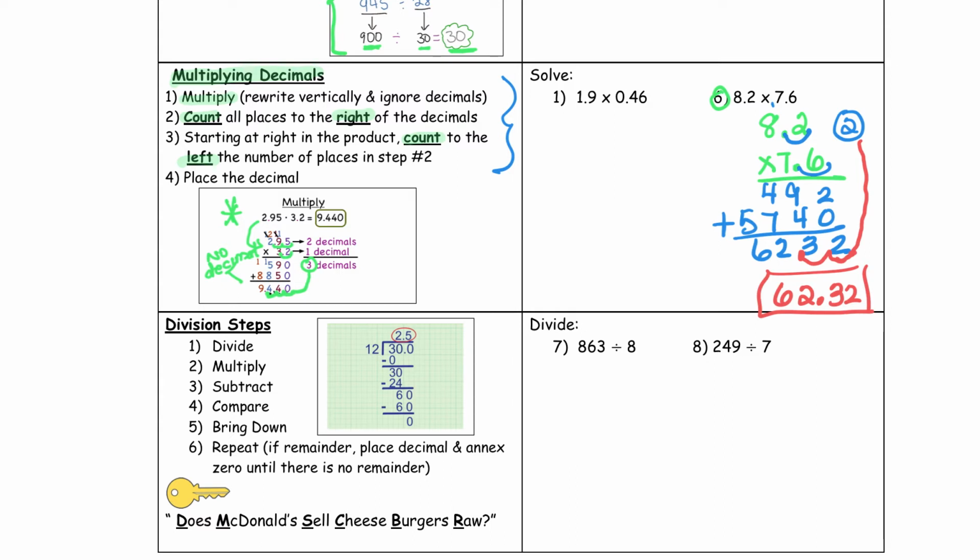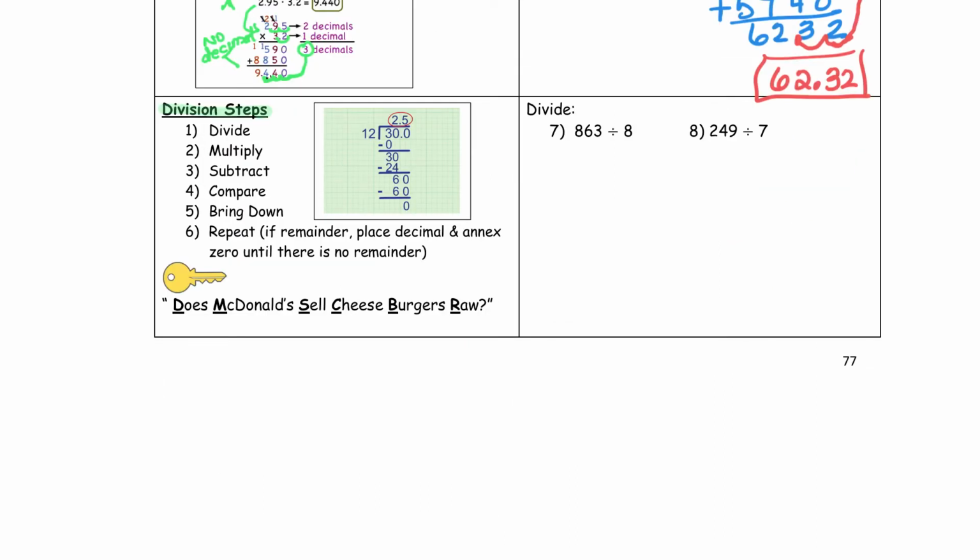Let's continue down for division steps. With division steps, one of the things you may have heard, does McDonald's sell cheeseburgers raw? What does that represent? It represents the steps. Step 1, divide. Step 2, multiply. Step 3, subtract. Step 4, compare. Step 5, bring down. And 6, repeat. Now, if there is a remainder, we place the decimal and annex the 0 until there is no remainder. We spent time on this in class, so for those of you that were in class, you can look back at your notes or just go back and refer to the video in this unit on division steps.